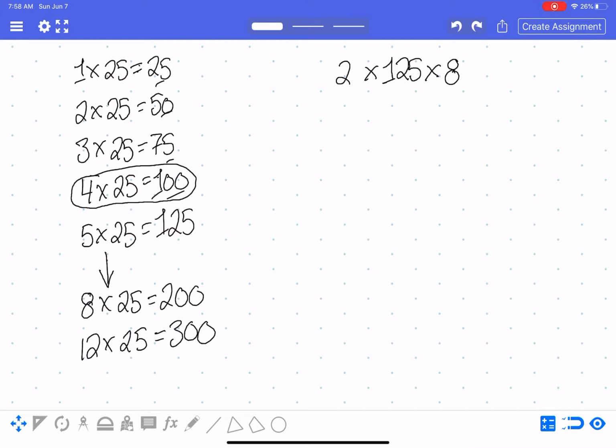Now, for this strategy here, we'll break it up. Okay, so we'll break up this number here, 125, right? So I could say that it's 2, right? And this one, well, it would break up to 25 times 5, right? And that's from that part there. And then it's times 8. Okay, so we broke up the large number just like we did in the previous question.